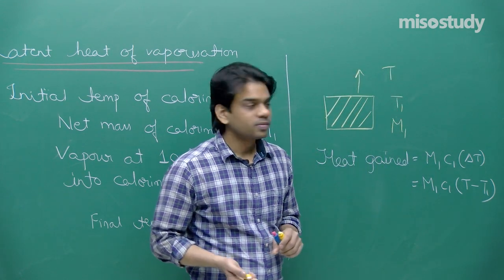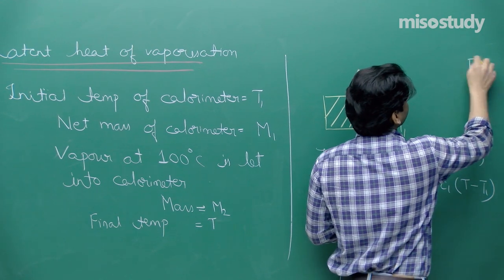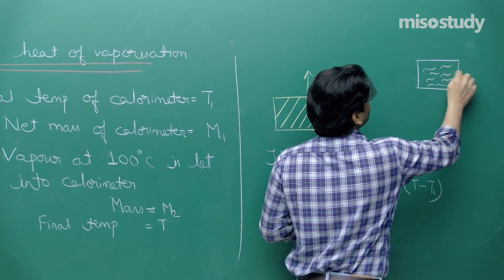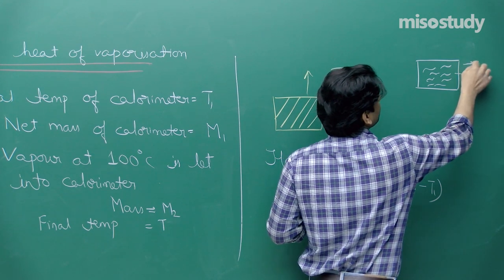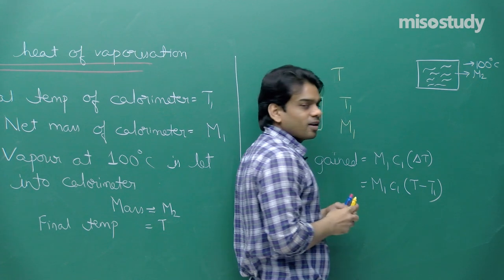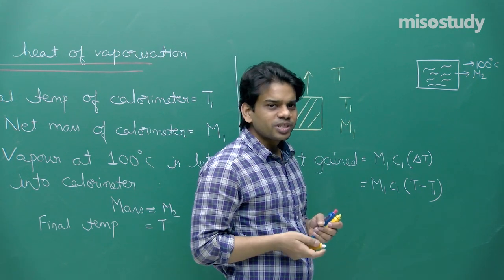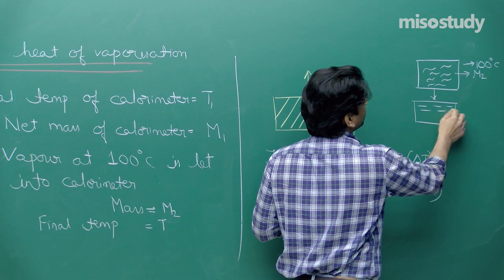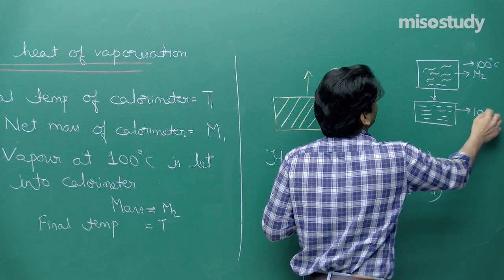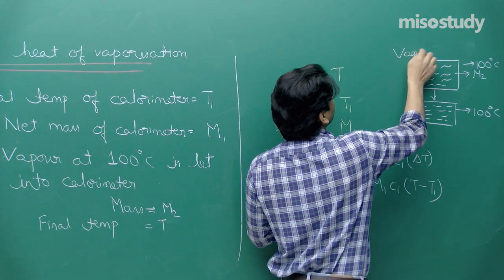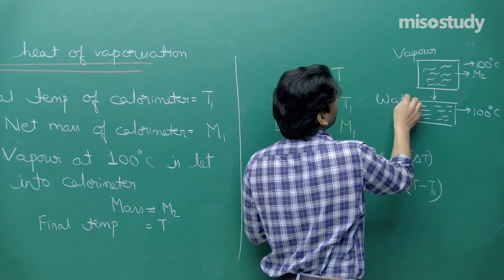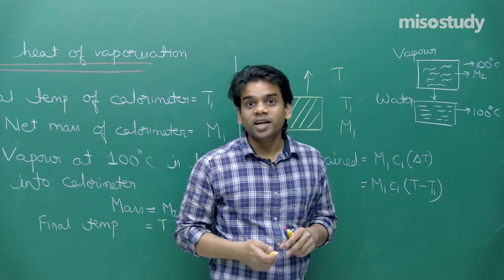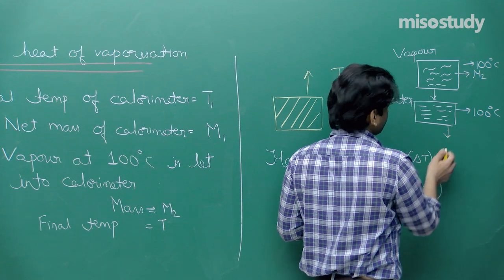What is happening with vapor? If we talk about the vapor, here we have taken vapor. Its mass is M2, its initial temperature is 100 degrees Celsius. Now, it will be converted into water at some temperature T. First, it will be converted into water at 100 degrees Celsius. Here we have vapor, here we have water. Now this 100 degree Celsius water will have its temperature lowered, and the temperature attained will be T.